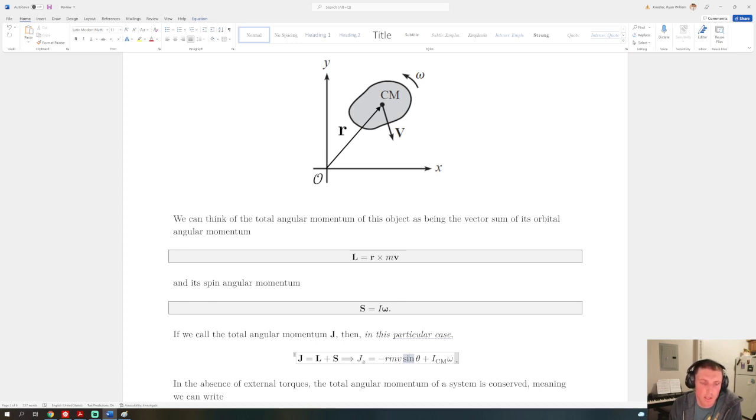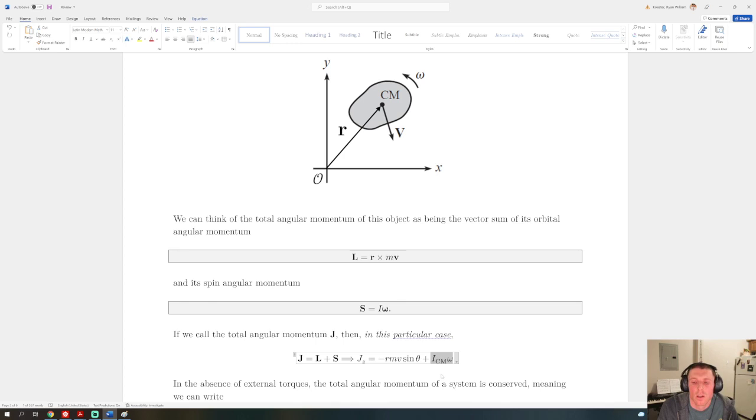Hang on with that L equals S question, because I'll talk some more about this. But I just want to talk about the other term here, this I sub cm omega. It is positive because the object is spinning counterclockwise. Somebody's asking, and this is a great question, if it was spinning clockwise, would I omega also be negative? And yes, it would.